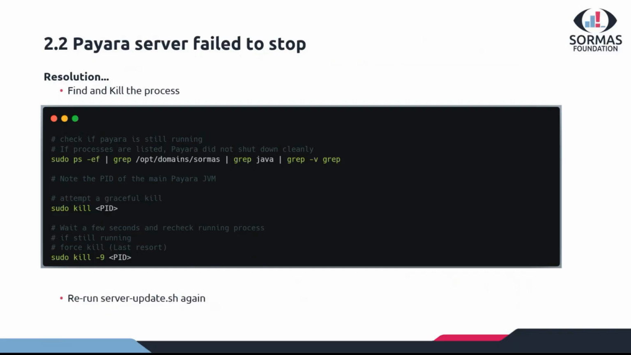When this command returns, you are able to see the process ID. Then you can use kill and the process ID to kill it. You wait a few seconds and run the first command again to check if it is still running. If it is still running, you can forcefully kill it with -9. So kill -9, then the process ID. Then the process actually dies, and you can run the server update script again. When it gets to the point of stopping Payara, it's already stopped, so it will go ahead to start it. Because it's a clean start, everything now works correctly going forward.